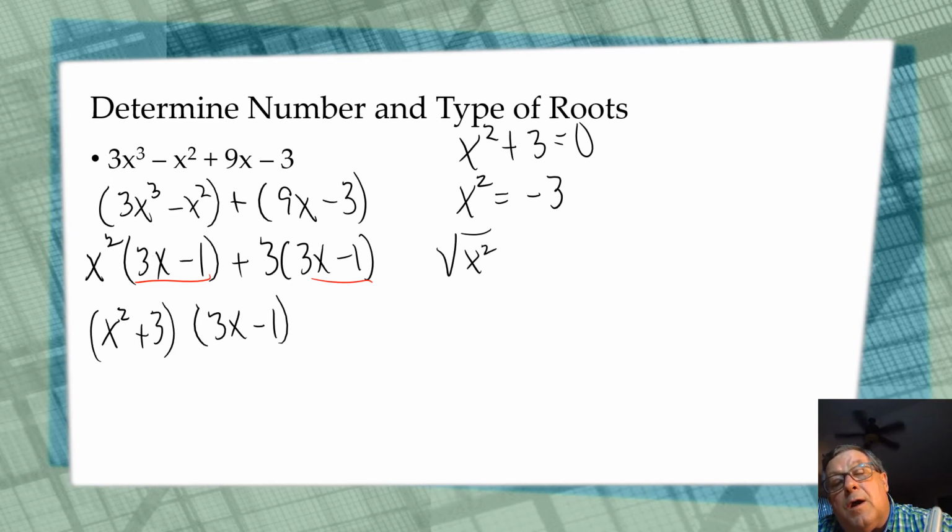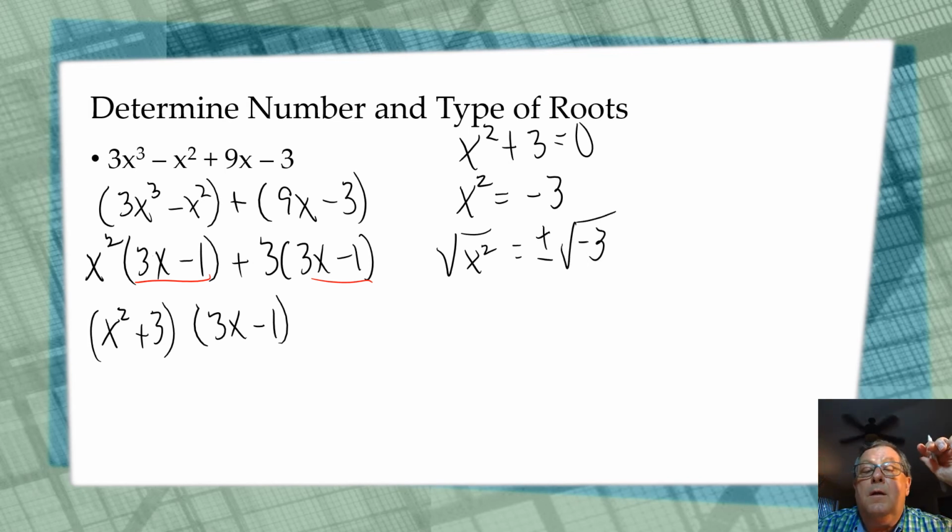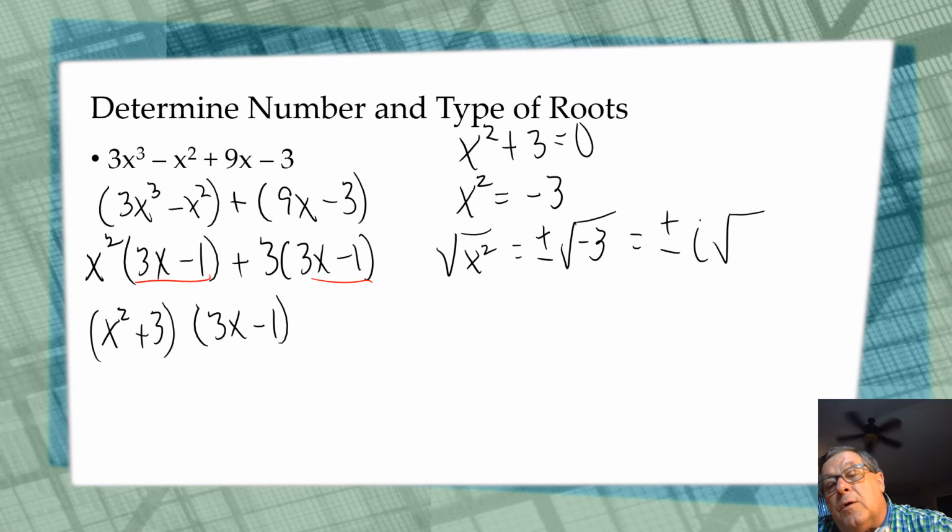Square root of x squared equals plus or minus the square root of negative 3. And what is the square root of negative 3 going to be? It's going to be plus or minus i times the square root of 3, right? Because the square root of negative 3 is the same as the square root of negative 1 times the square root of 3, and the square root of negative 1 is i, an imaginary number. All right, well, there's 2 of them. Let's get the third one.